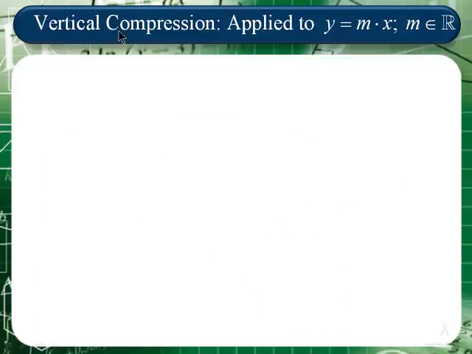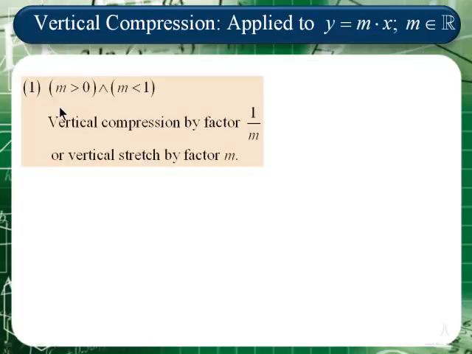Let us generalize vertical compressions applied again to the function defined by y equals mx, where m is a real number. The first scenario is where m is positive and, now this is a notation we use in logic for the word and, m is less than 1. Then we have a compression by the factor 1 over m, or a vertical stretch by the factor m.